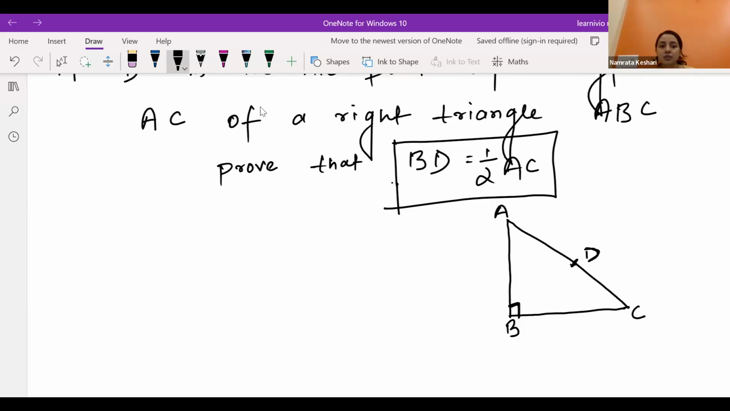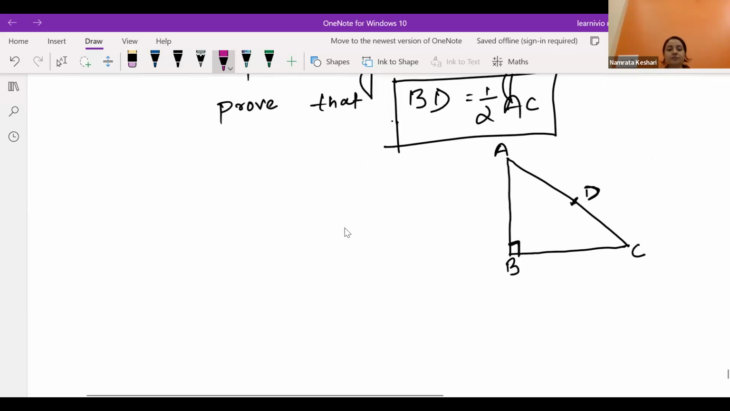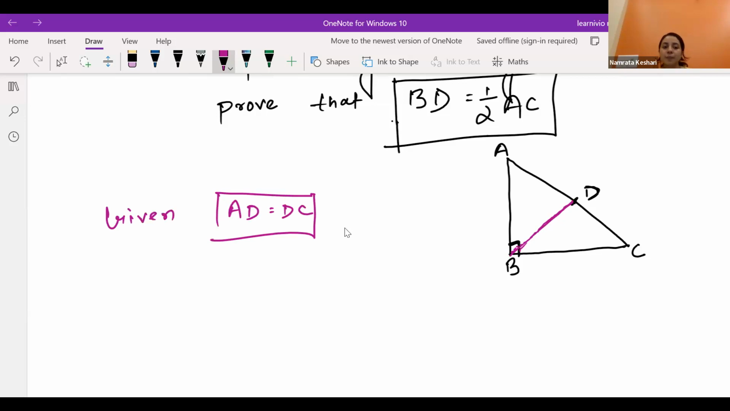Let's try proving it. So we will join B with D. We just know over here that AD is equals to DC because this D is the midpoint. This is given, this information we are already having in hand. Apart from this one, we also know that this is right angle triangle. Angle B is 90 degree. That also we know.